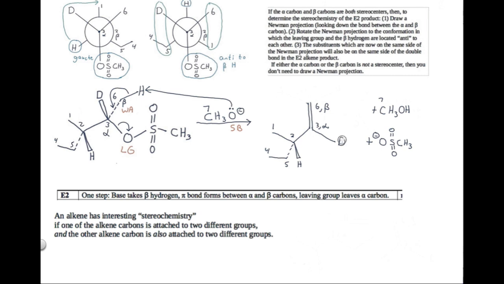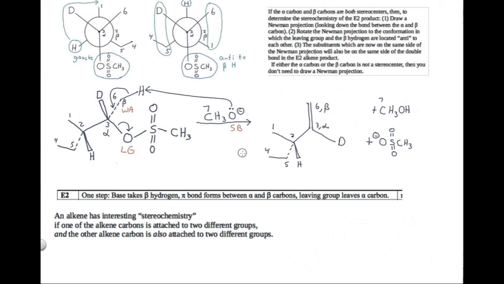In this picture, the deuterium is cis to one of these hydrogens, and the deuterium is trans to the other hydrogen. And if we had drawn the molecule with the deuterium on the left, we'd have the same stereochemistry. The deuterium would still be cis to one of the hydrogens and trans to the other. So it doesn't matter whether you put the deuterium on the right or the left, you'll get the same product either way. That's what we mean when we say this alkene does not have interesting stereochemistry.